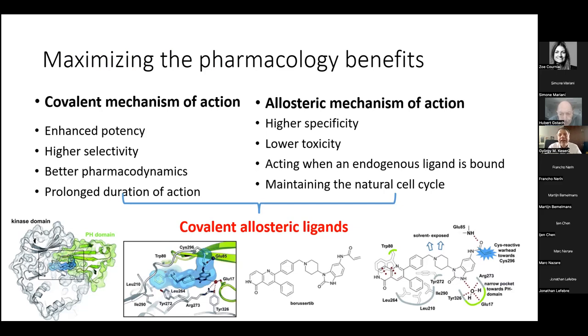On the other hand, there are specific advantages that are associated with the allosteric mechanism of action.